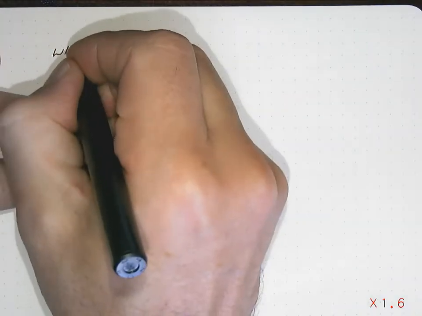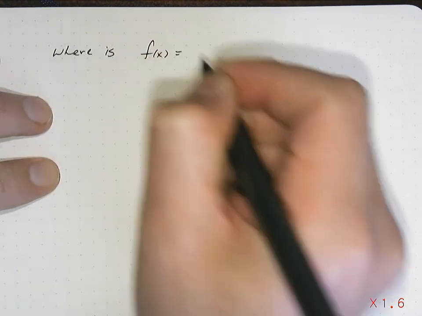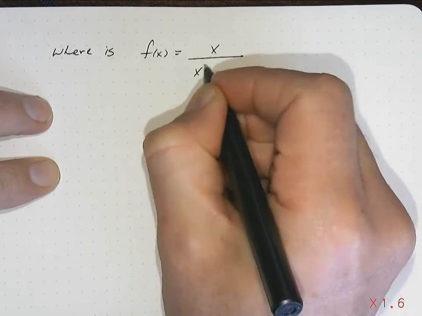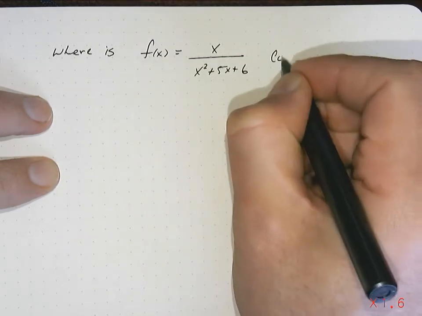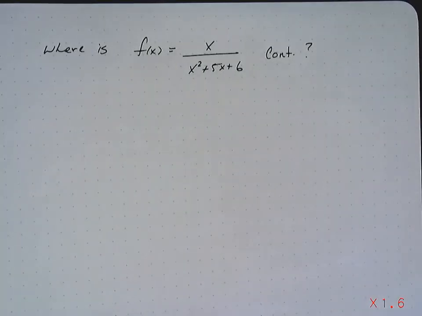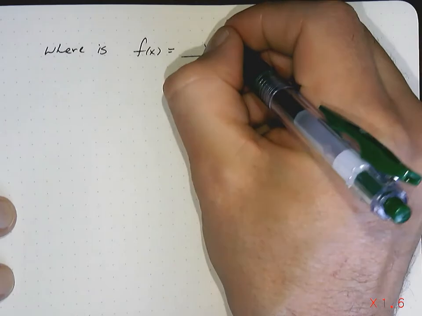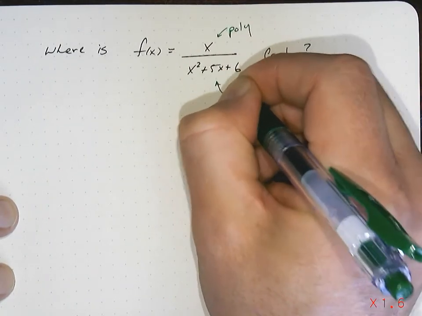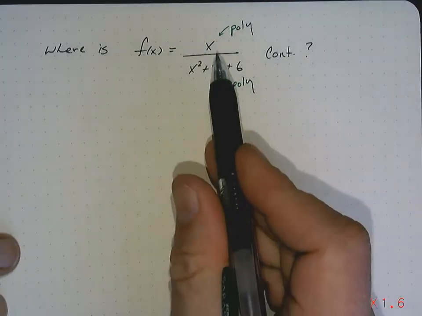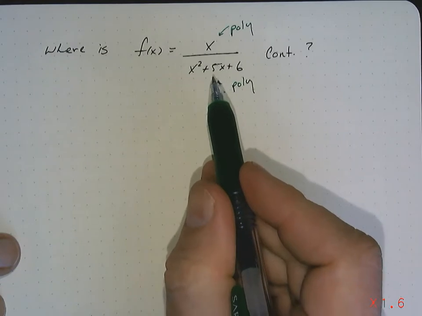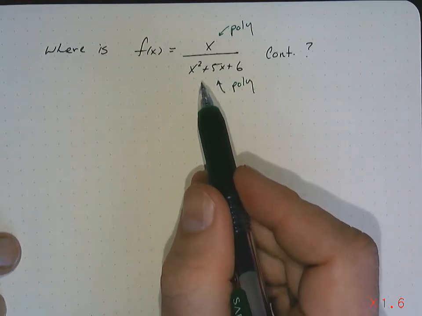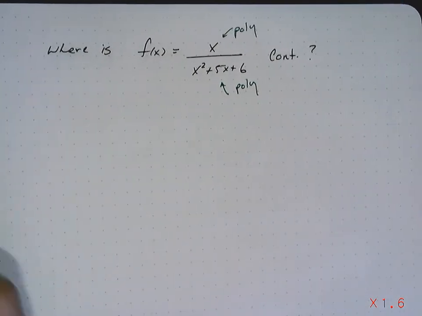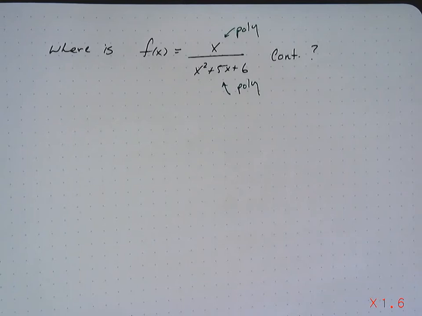Where is f of x equals x over x squared plus 5x plus 6 continuous? Okay. Well, we've got to look at what's here. I've got a polynomial on the top. I've got a polynomial on the bottom. If I was to graph those, I think we both know this is a line, right? I hope we both know that this is a quadratic. They're continuous everywhere, so both are pretty good. The only problem might be where the function has any vertical asymptotes, where f of x is not defined. And f of x is not defined by division by 0.